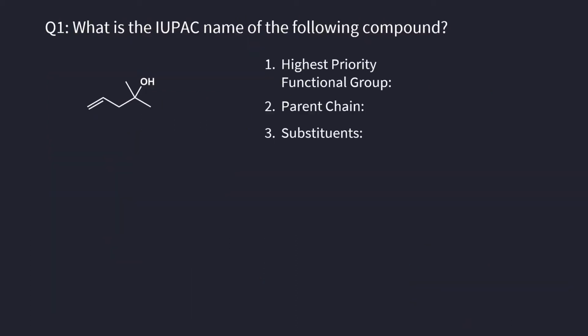What is the IUPAC name of the following compound? Let's look at the functional groups. We have a hydroxyl group, otherwise known as an alcohol group, and we have an alkene functional group. Among the two functional groups, the alcohol has priority over the alkene, therefore the parent chain must be named with an ol suffix.